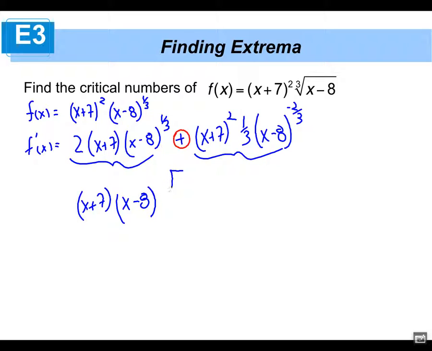And then in the bracket here will be all the gunk I have left behind. So the crucial question is, what power of x plus 7 do I want to factor out? To the first, right? Because remember what I've said, you always take the lower power, or the more negative power. And then what power of x minus 8 do I pull out? Negative 2/3. Okay, good.